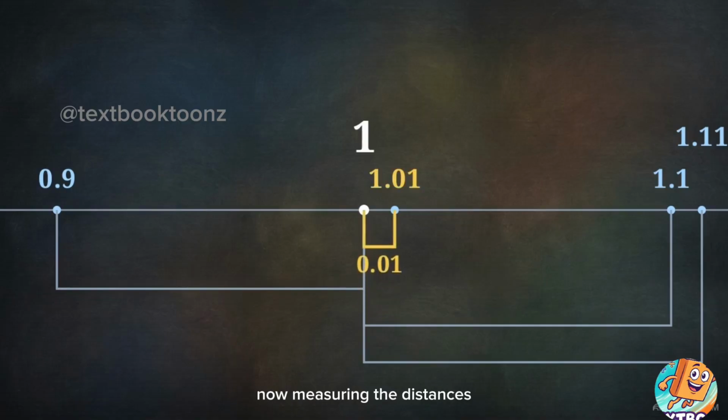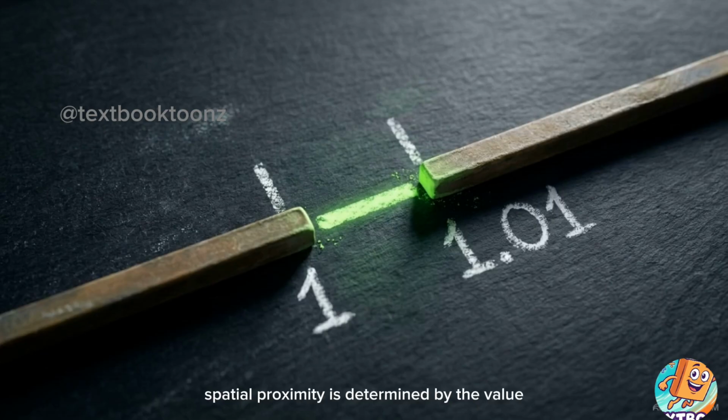Measuring the distances shows that 1.01 has a gap of 0.01, making it the closest neighbor to the integer. Spatial proximity is determined by the value in the nearest right-hand column. Small differences in these columns dictate the physical distance on the line.